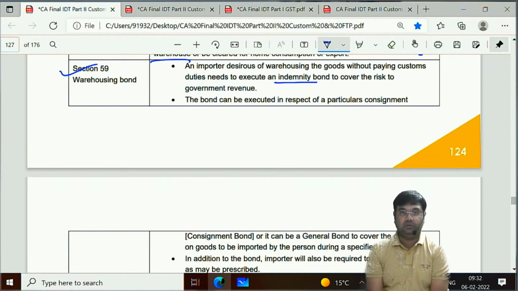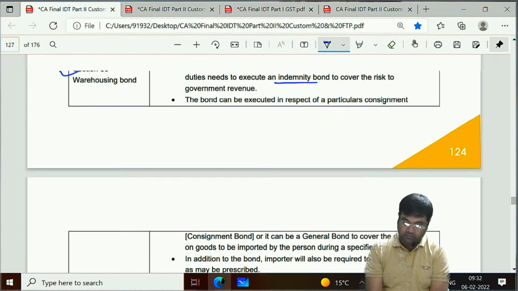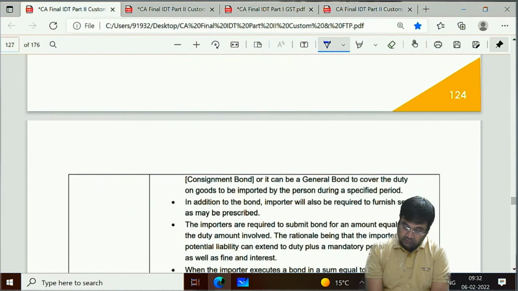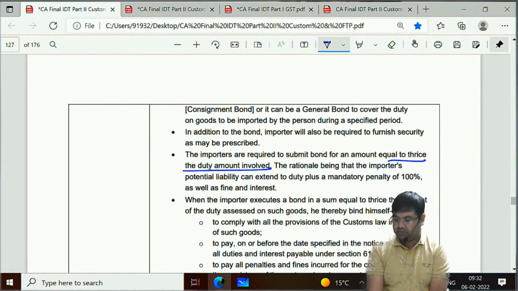How much indemnity bond amount are they going to take? They are going to take thrice the duty amount. Sir, but in case of warehousing, duty need not be paid, but it needs to be assessed so that the thrice amount can be calculated. So the officer is going to say, okay, your duty is a lump sum 100 rupees, so give me a 300 rupees bond.